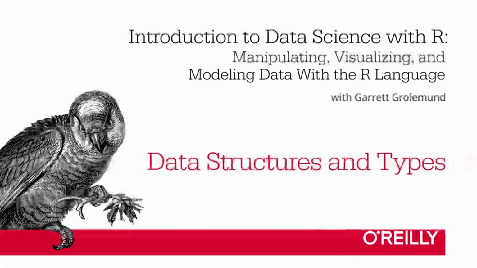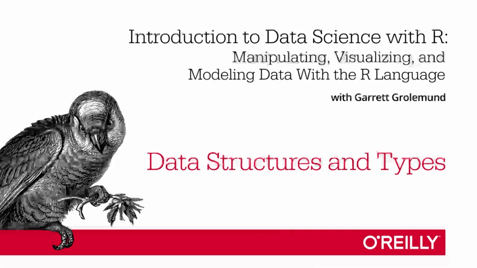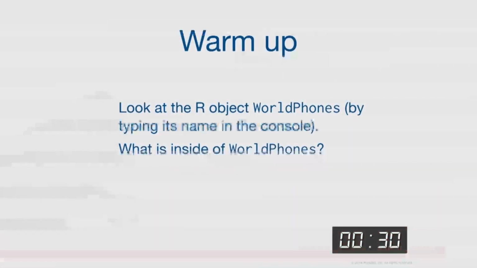So far, we've just put numbers inside of objects. But you could do more than that. There's an object inside of R named world phones. The W and the P are capitalized, so notice that. What I'd like you to do is type world phones at your RStudio command line and see what object comes back. R will show you the contents of world phones. What does it look like? Give that a try, and then we'll go on.